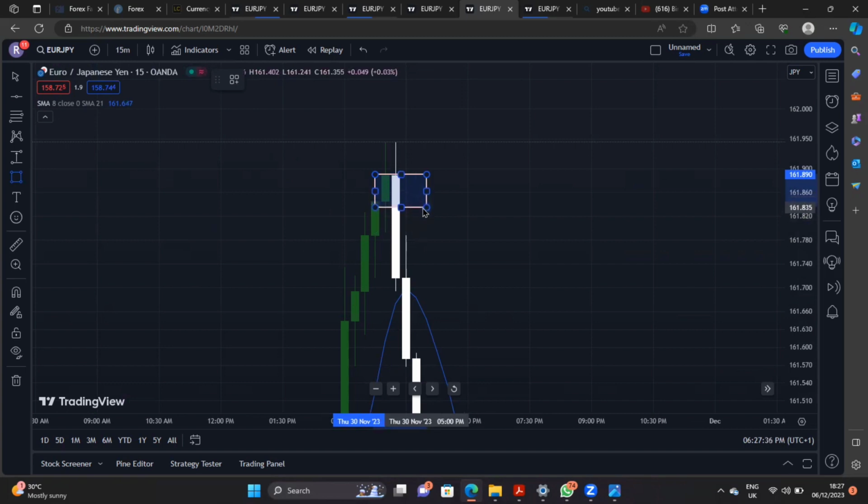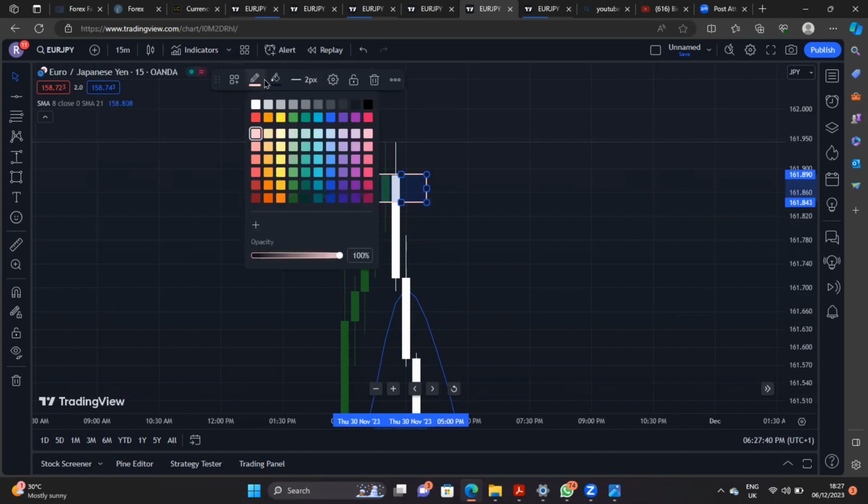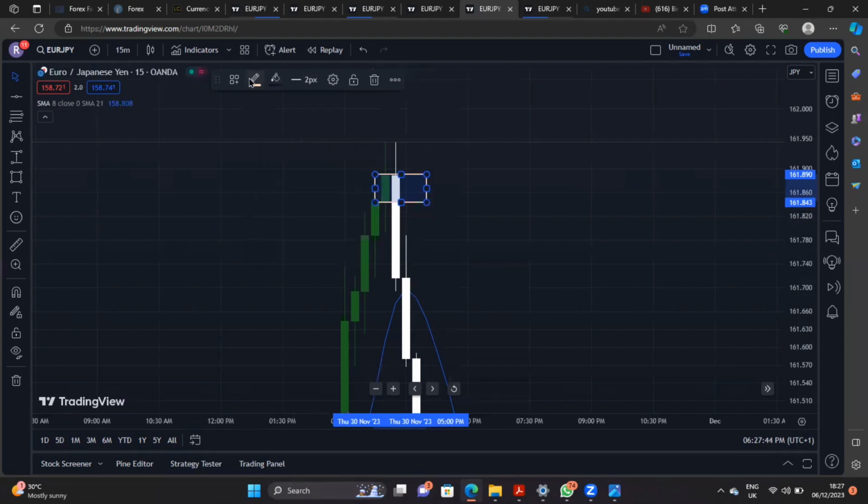So here we have another engulfing. If you can see that clearly, let me make this white. All right, so if you can see the chart, there's an engulfing here. The white candle, that's the bullish candle, is fully engulfed by the bearish candle.